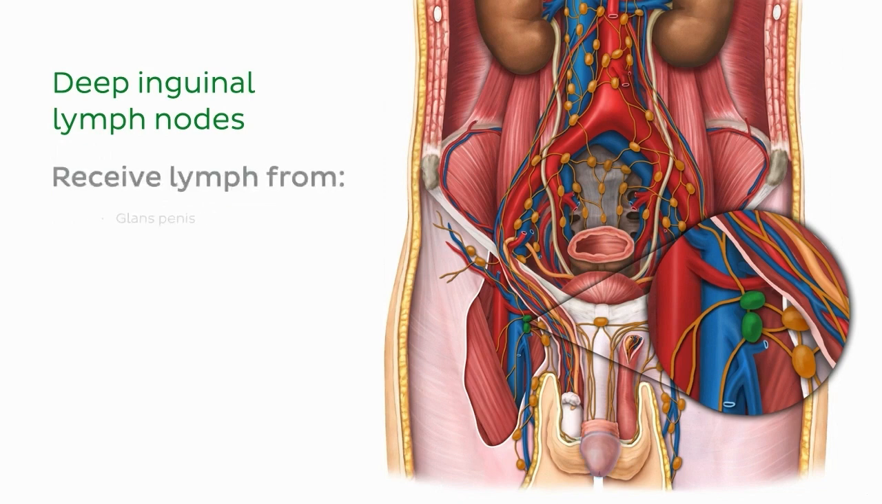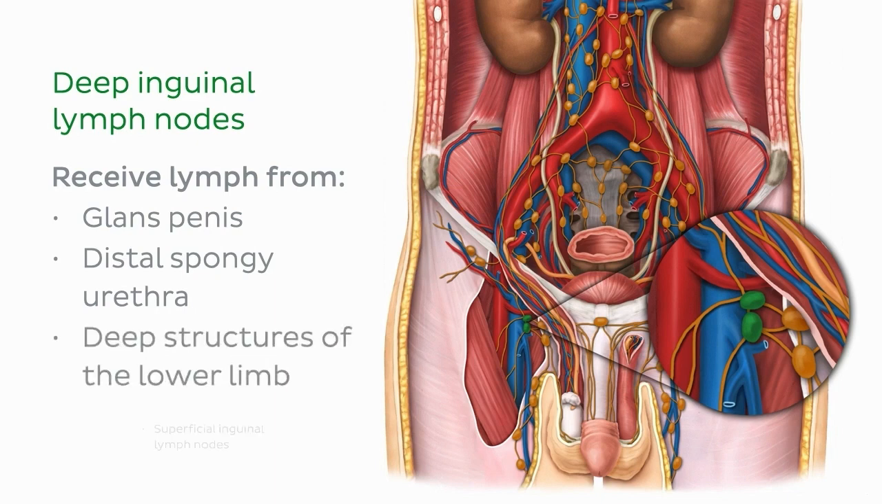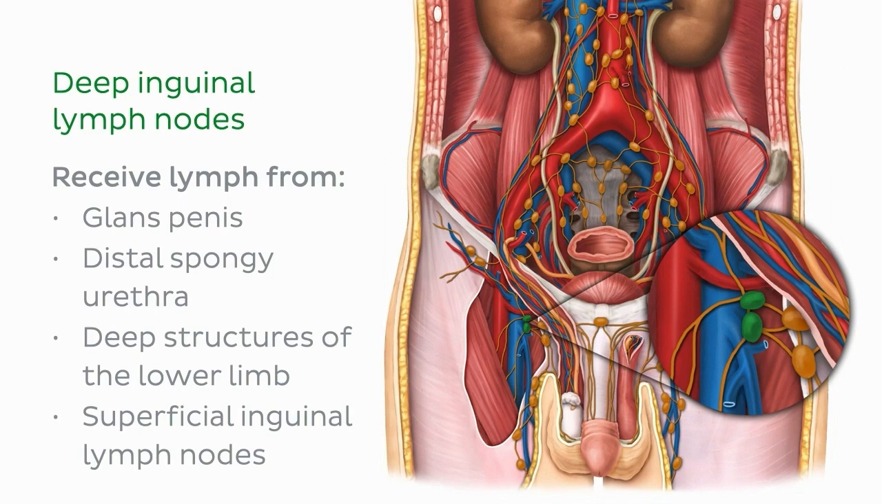Lymph from the glans penis and the distal spongy urethra drains into the deep inguinal lymph nodes. Besides receiving lymph directly from these parts of the male genitalia, the deep inguinal lymph nodes also receive afferent vessels from the deep structures of the lower limb, such as muscles and joints, as well as from the superficial inguinal lymph nodes.